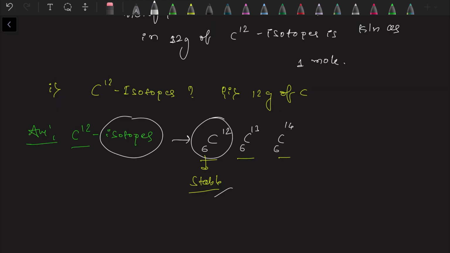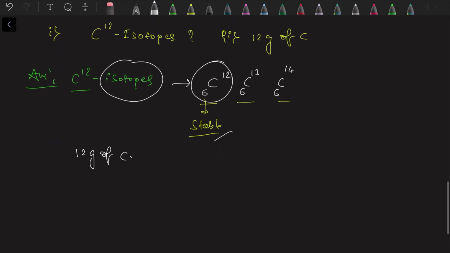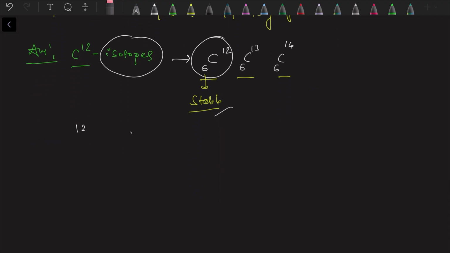Second thing, why 12 gram of carbon? The atomic number of carbon is 6. Just multiply it by 2, you will get the atomic mass of carbon. For 12 gram of carbon only we are trying to find out. If we find it that way, then only we are going to get that 1 mole of any substance contains Avogadro number of particles. So what do you mean by that? We'll discuss that, just wait for this.